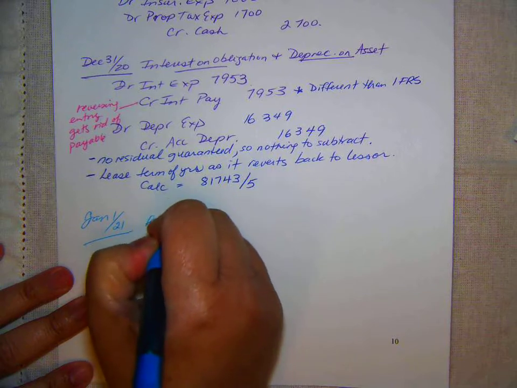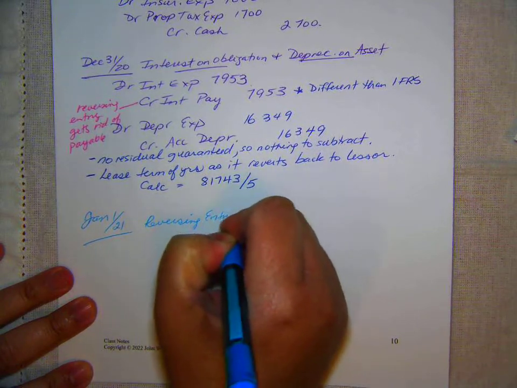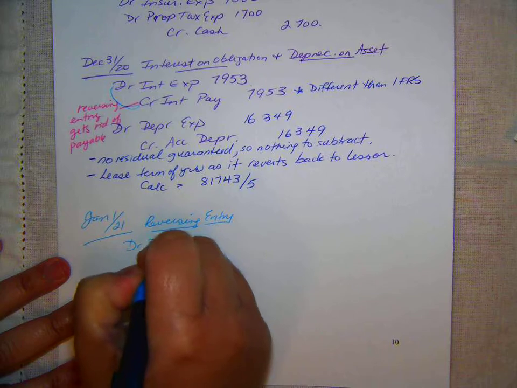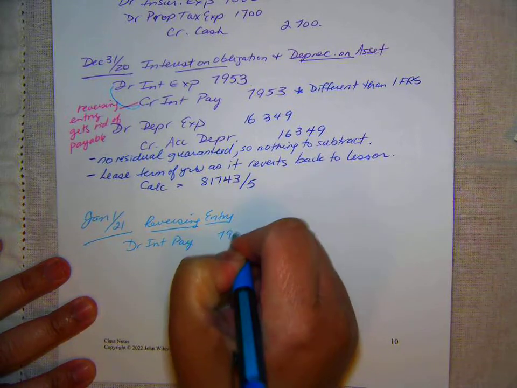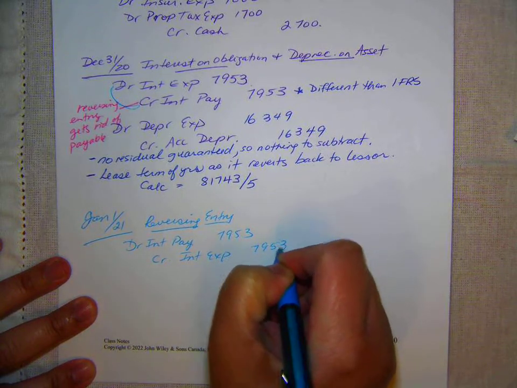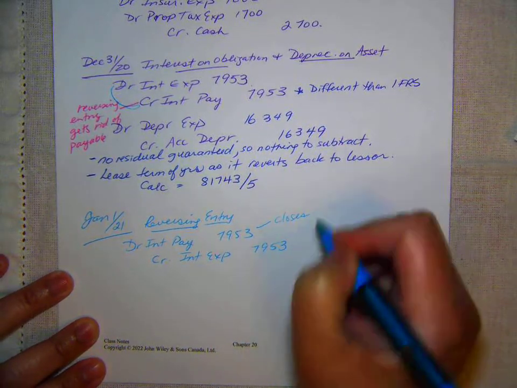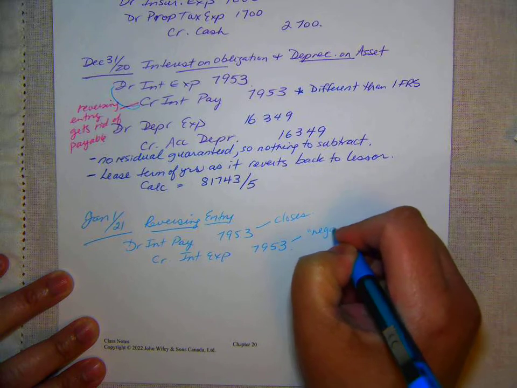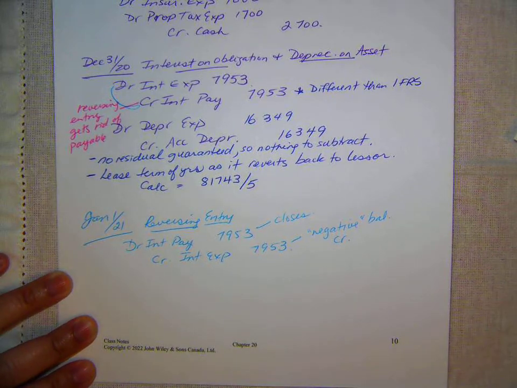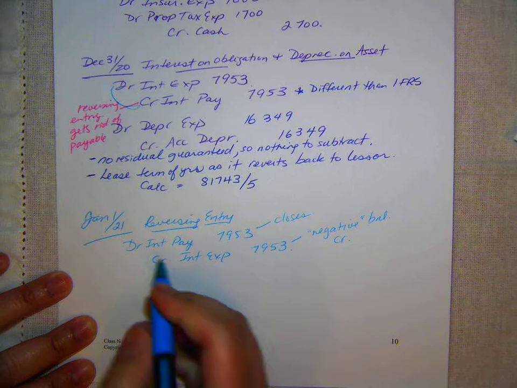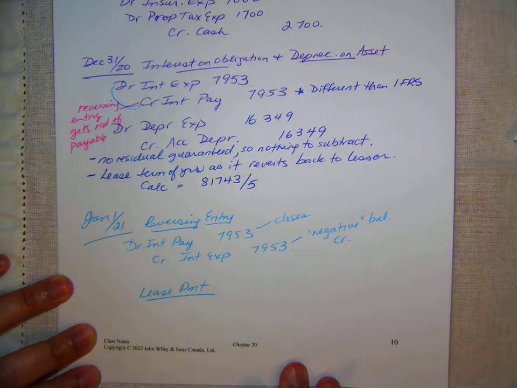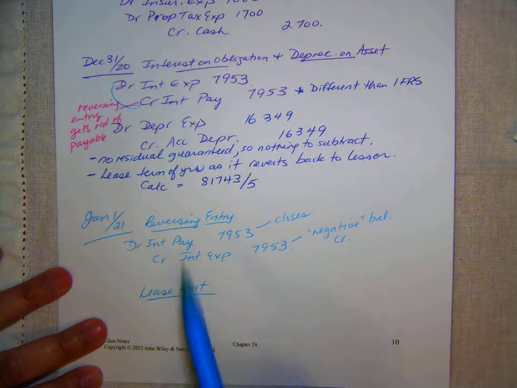So I'm going to show you the reversing entry. So you just reverse this transaction. So you debit interest payable for 7,953 and credit interest expense for 7,953. So this closes this off and gives this a negative balance, or credit balance. So that when you go to do the lease payment on January 1st, you don't have to worry about closing off the payable.